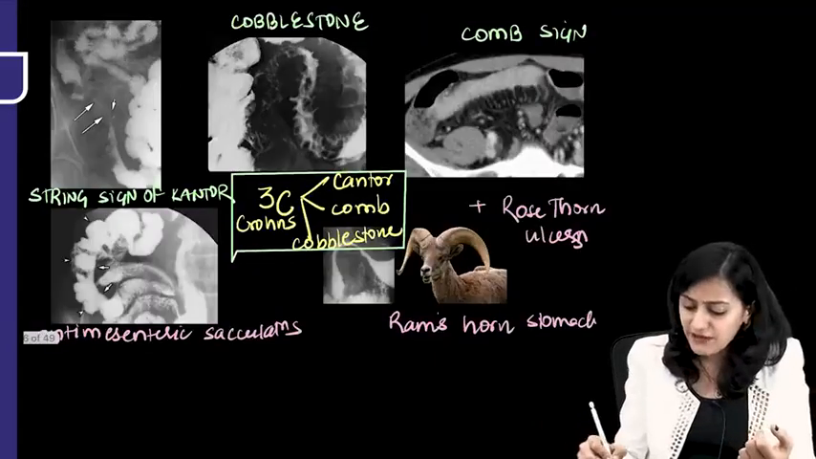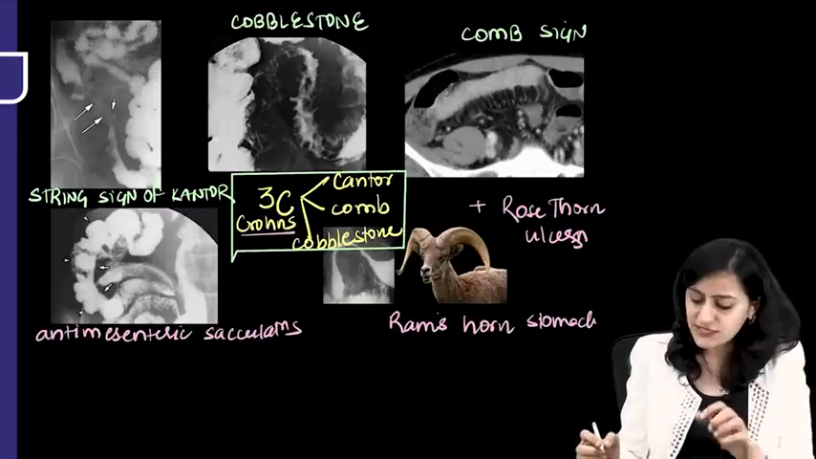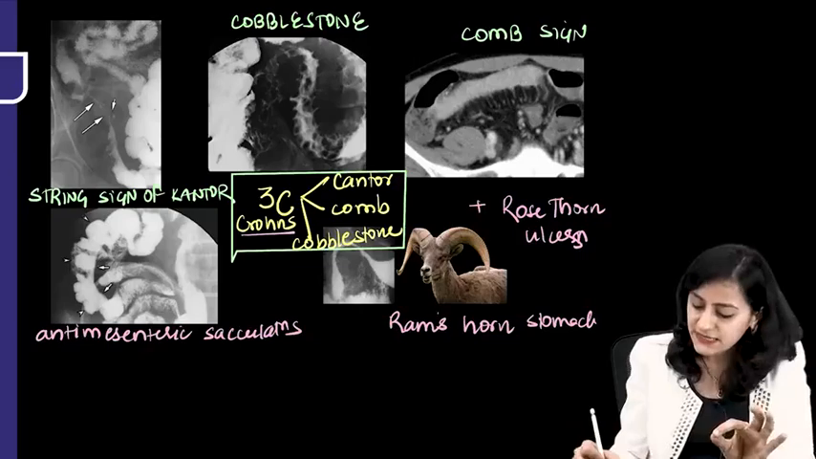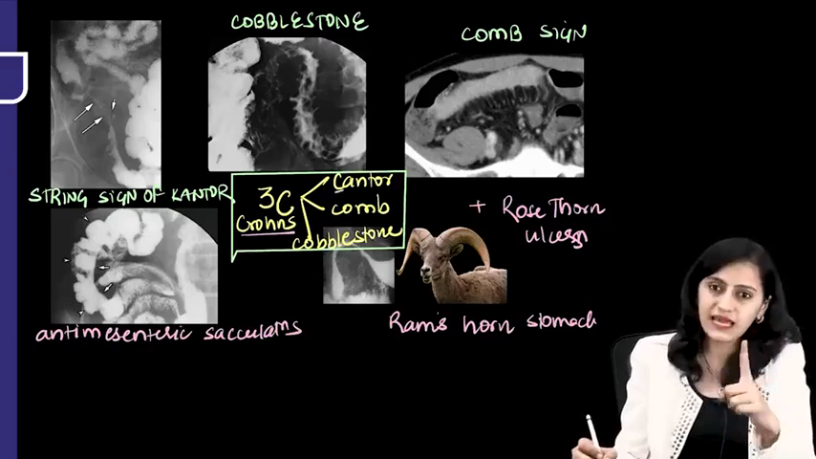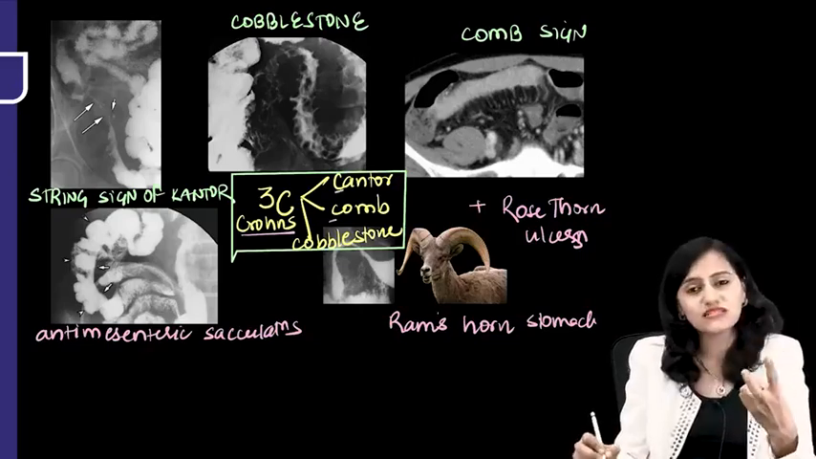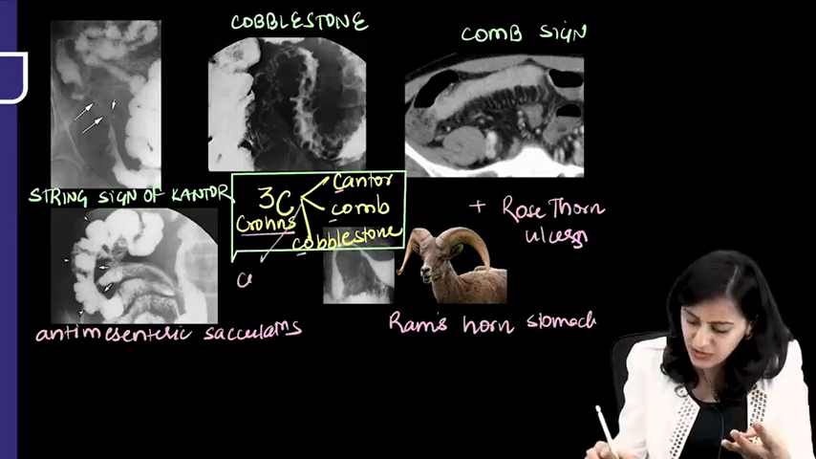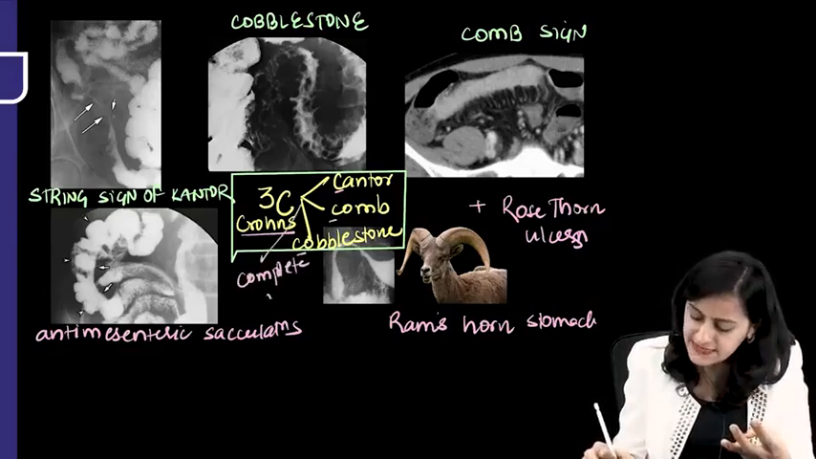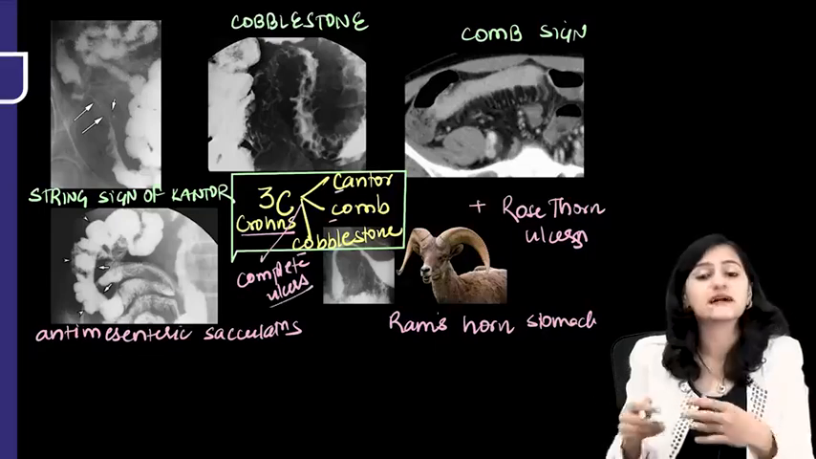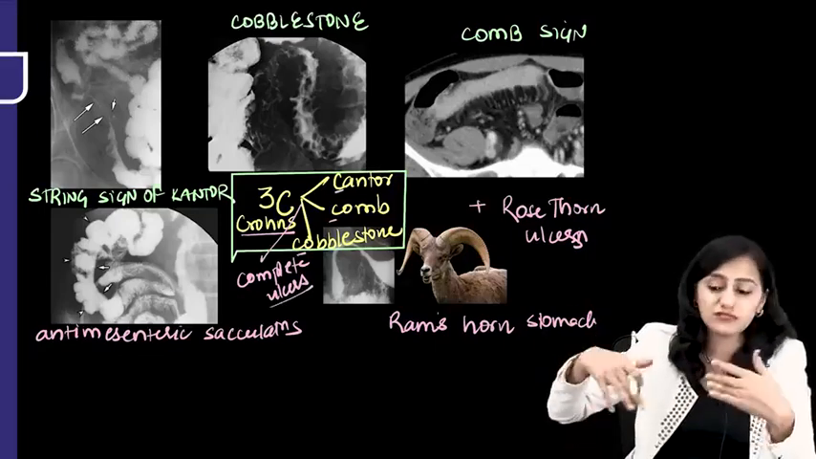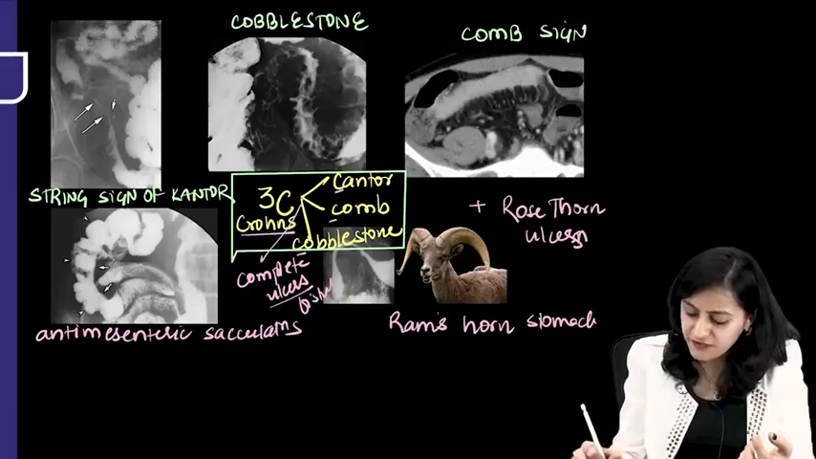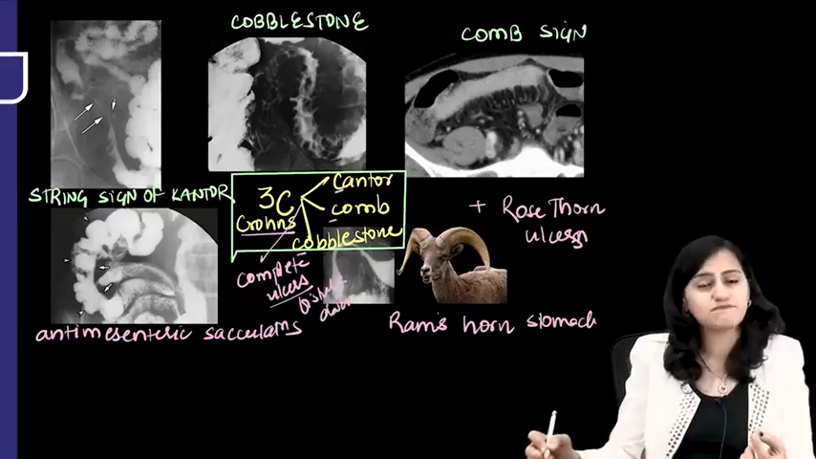What do we have in Crohn's? Now Crohn's, remember the C and C. There is the string sign of Kantor, I write it C. The comb sign, the cobblestone appearance, and also add one more C here. It has complete ulcers, through and through ulcers, which can lead to formation of fistula and abscess.